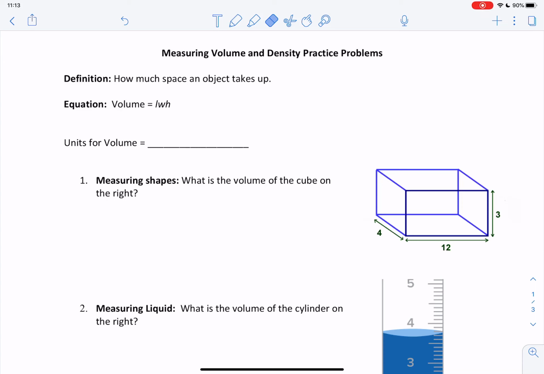Hey guys, this is for measuring volume and calculating density. So just watch this video if you need some help or a review on how to solve some of these problems. All right, so first we're going to talk about volume.